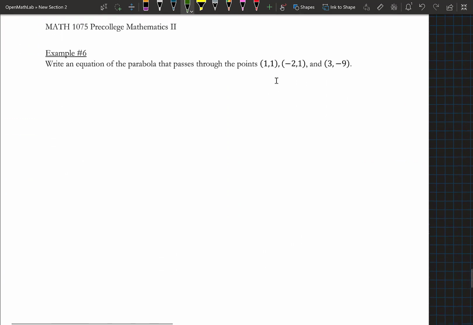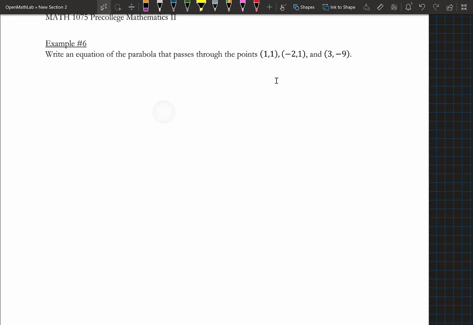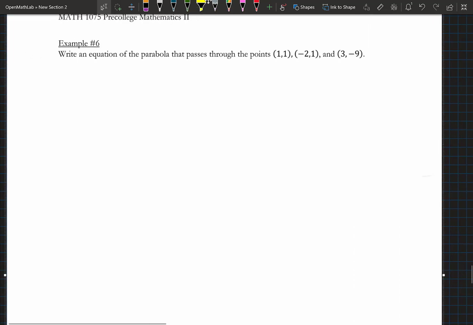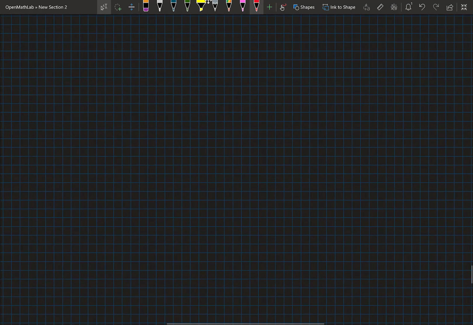So now we're ready for the next one, example 6. We're asked to write the equation of the parabola that passes through the points (1, 1), (-2, 1), and (3, -9). I think I'm going to come off to the side to write this out. You should have enough room on the piece of paper, but it might be a little easier for me. So we want to go through the points (1, 1), (-2, 1), and (3, -9).